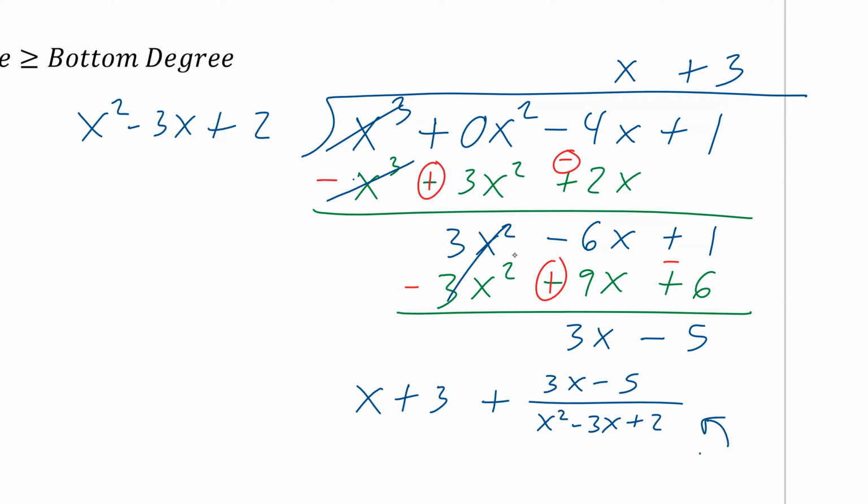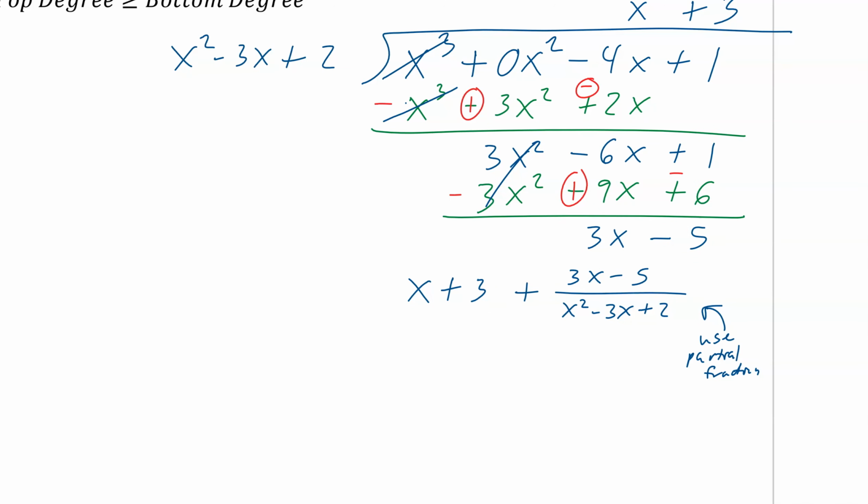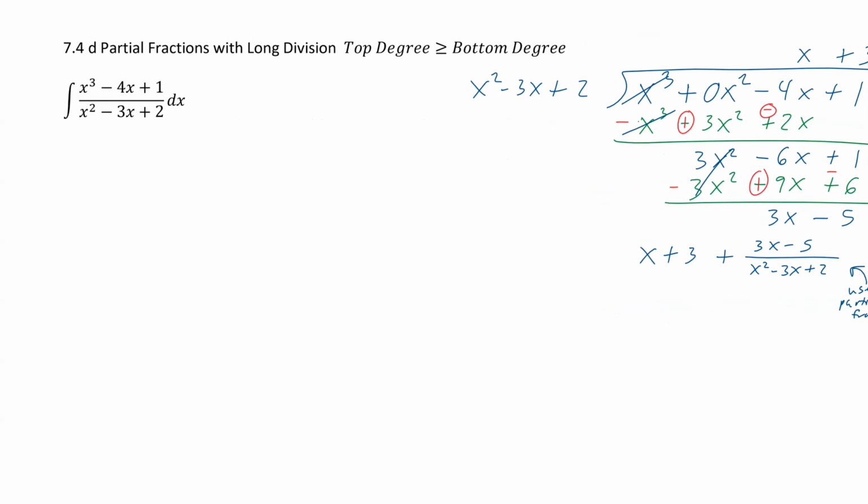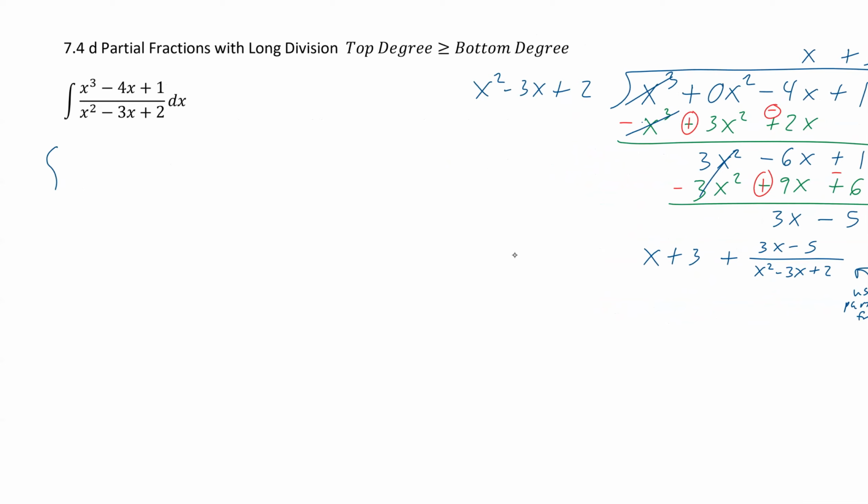And this is what we're going to use to make the partial fraction. So we're going to use that part. So the x plus 3 is ready to go in our integral. So let's transfer it over there just so we have our steps. We have the integral of x plus 3 plus 3x minus 5 all over x squared minus 3x plus 2 dx. And now we can use that as our partial fraction.